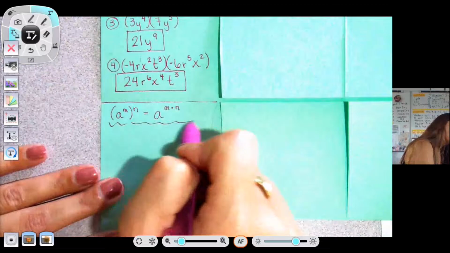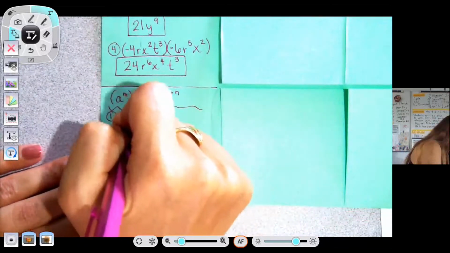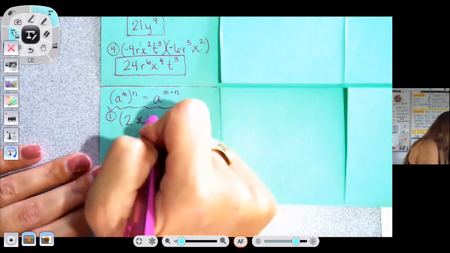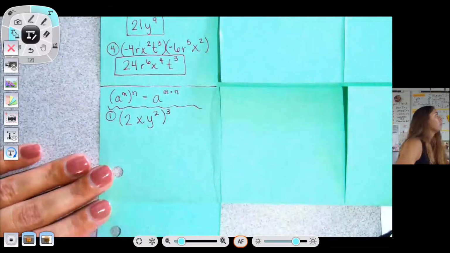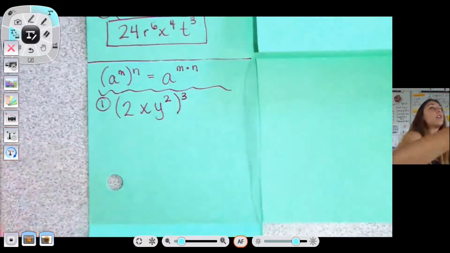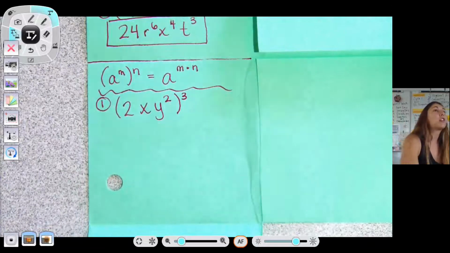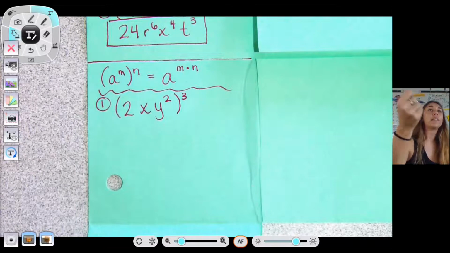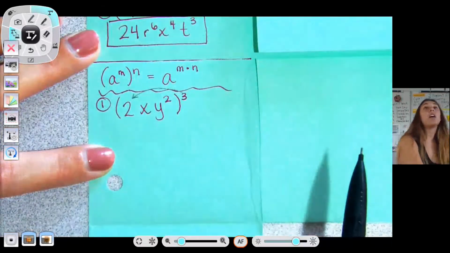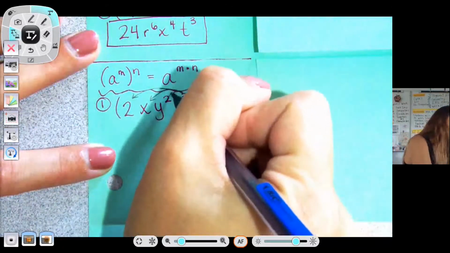So question 1. I'm going to have 2xy squared, all raised to the 3rd. The way I want you to think about this is there are parentheses. You are multiplying. So I want you to think about it as the distributive property. It is not the distributive property, but think of it as similar. You have to distribute that power on the outside to everything in the parentheses. So what is the first thing that's going to get that power of 3? The 2. Then it's going to go to the x, which has a 1. And then it's going to go to the y squared, okay?